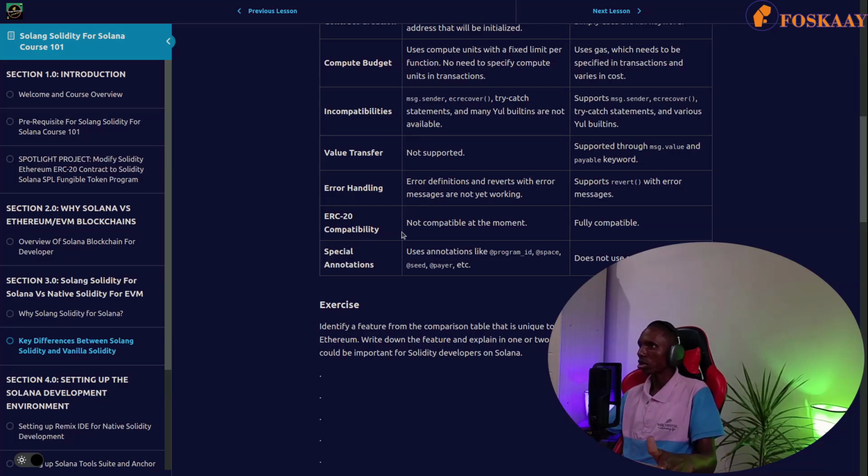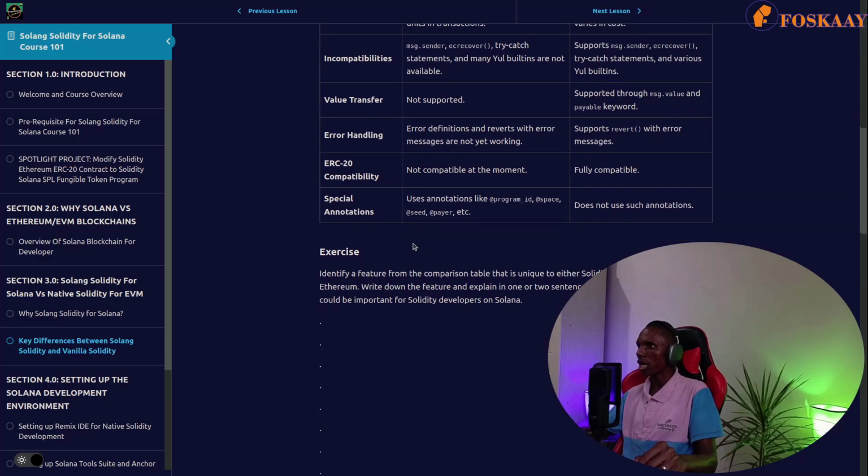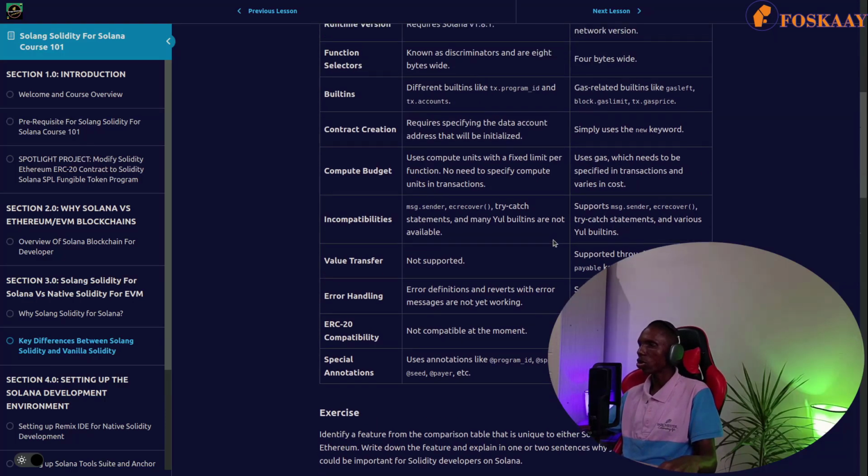Now ERC20 compatibility: not compatible, and this uses the SPL token program instead, which is what we are dealing with in this course. We are going to analyze it. Then the special annotations like @program_id, @seed, @payer, but nothing like special at things like that. So those are the things.